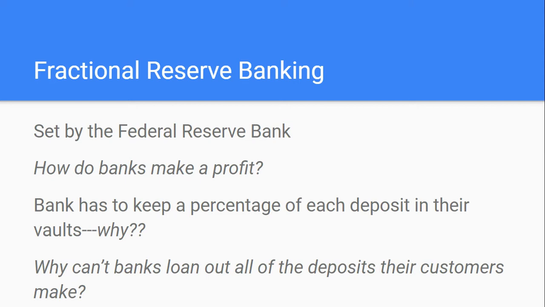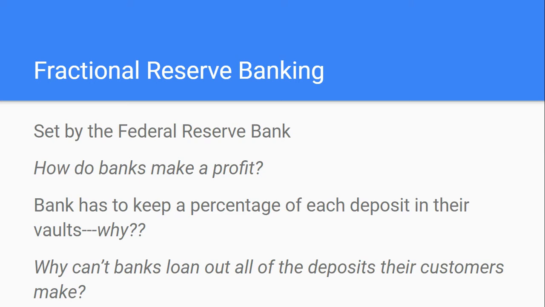Banks make a profit by people making deposits in their bank, and then the bank takes those deposits and loans them out. They loan them out to people to buy houses, to buy cars, to go to college, those things. And banks aren't making money just by loaning money out. They're making money by charging an interest rate when they make those loans. So that's how banks make profits.